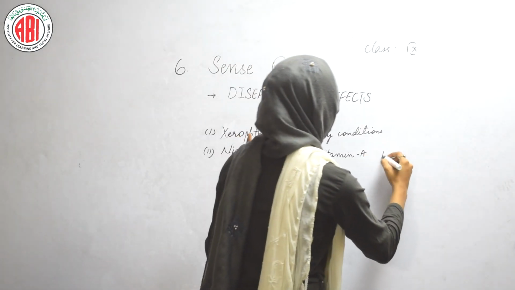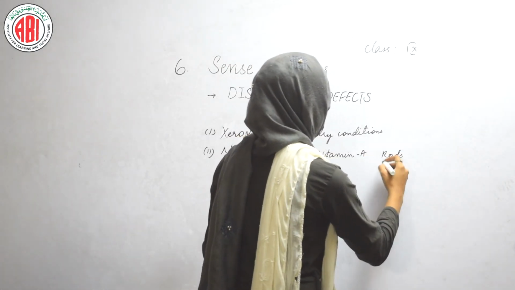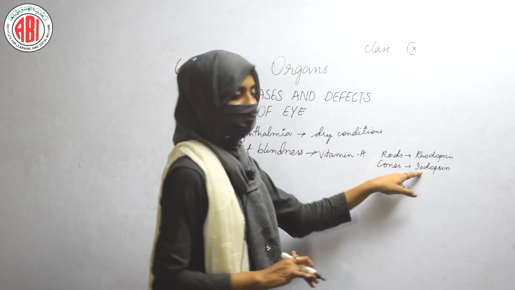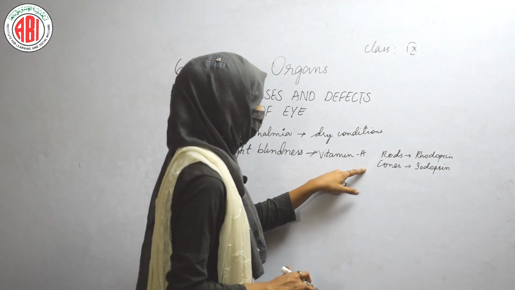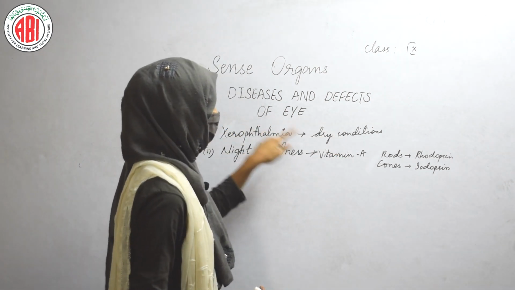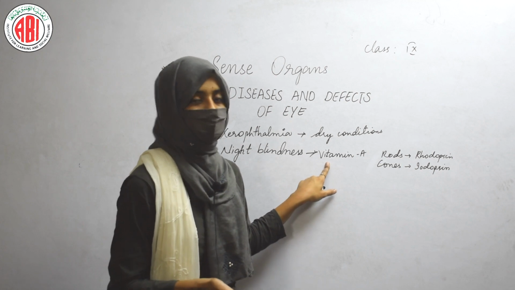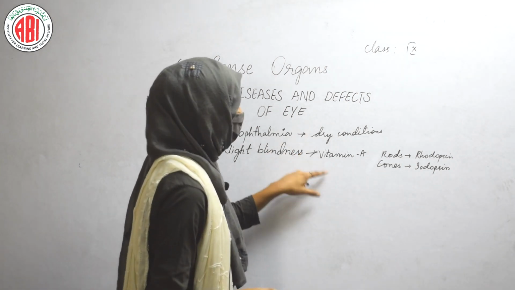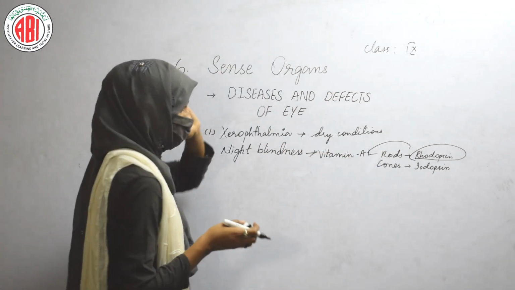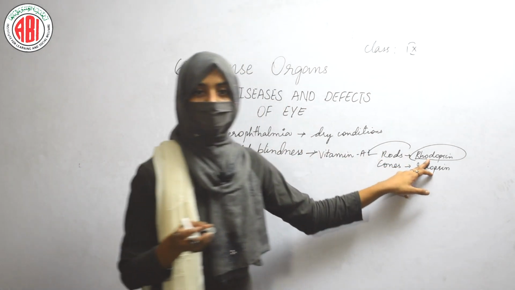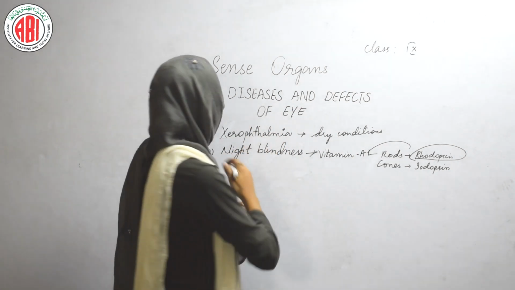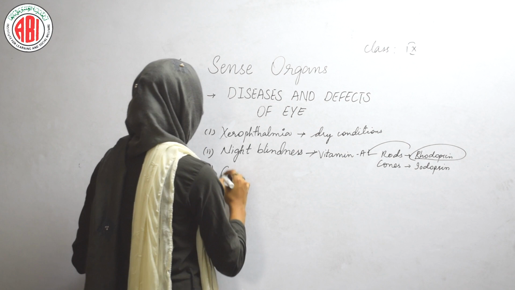We have studied the rods and cones, which are the internal cells of our retina. Rhodopsin is a pigment present in the rods, and iodopsin is a pigment present in the cones. Now, night blindness is a disease due to the deficiency of vitamin A. We get the rhodopsin pigment from vitamin A. So, because of the insufficiency of the pigment rhodopsin, the person may suffer from night blindness.